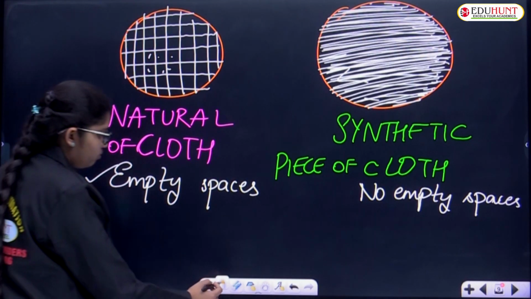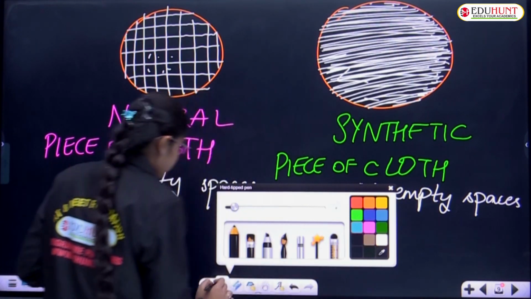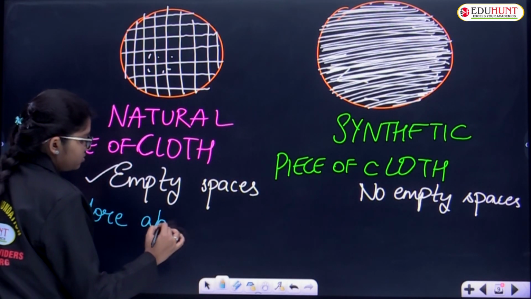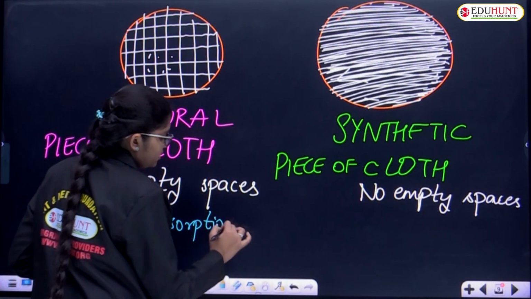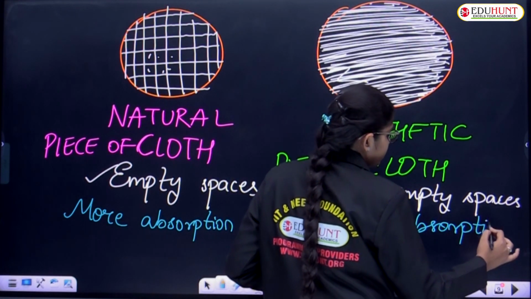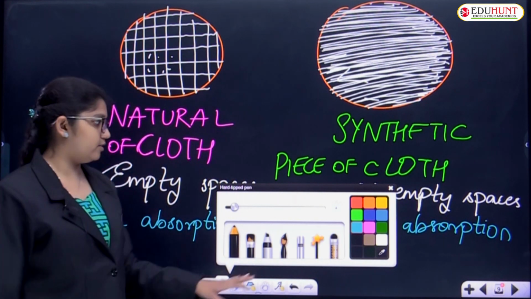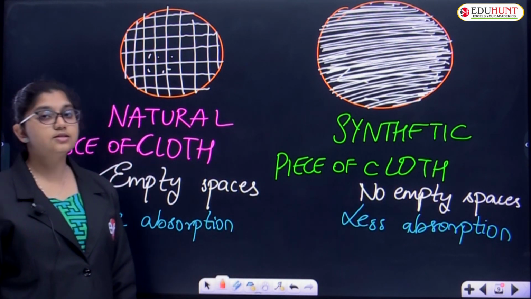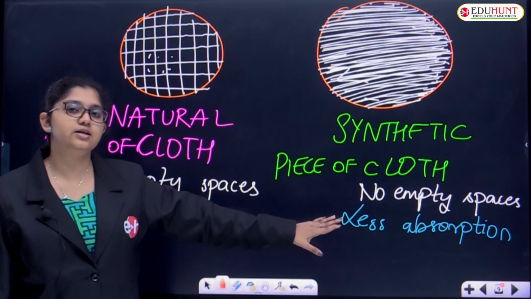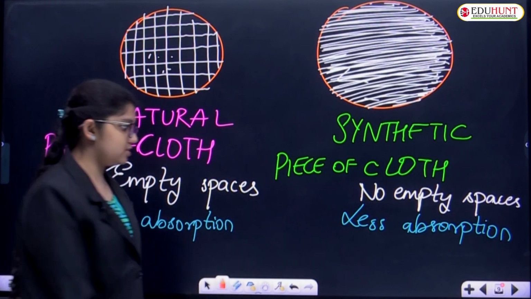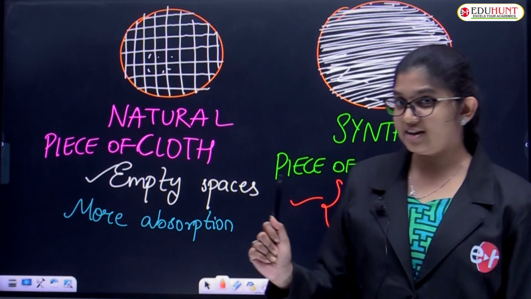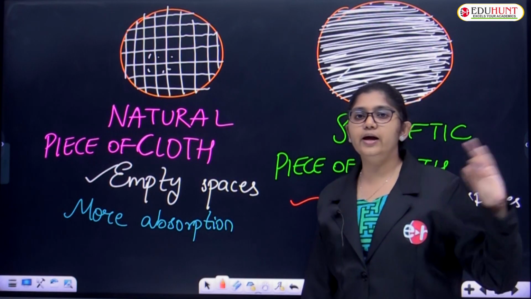Here we can write one more point: more absorption in natural cloth, and here it is less absorption. Hence, we can say this synthetic piece of cloth has no empty spaces and absorbs less. Because of this reason, we get those two points from the key properties. What are the key properties, children? Yes, they absorb less water and they dry up more quickly.